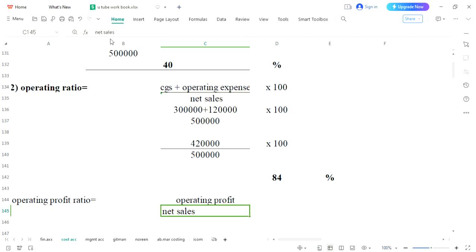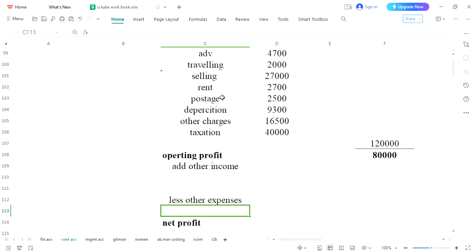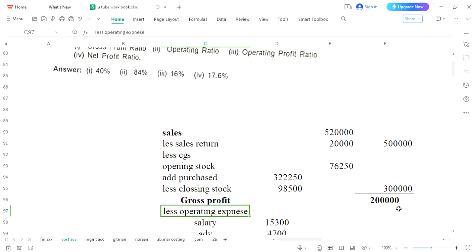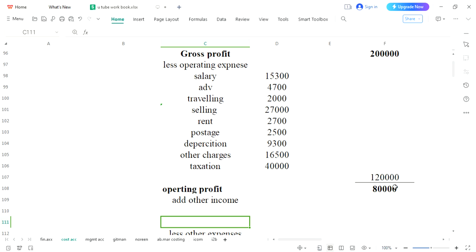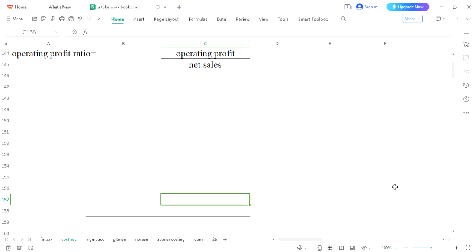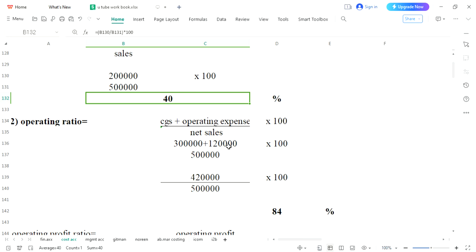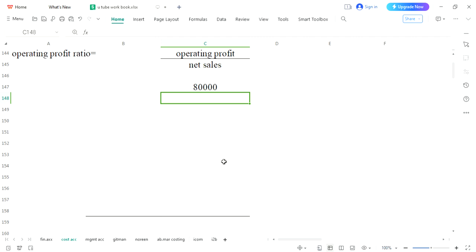So guys, we need to get operating profit, and can you imagine operating profit is already been calculated? Come over here, look at it. Operating profit 80,000 is calculated. How? When you subtract operating expenses from gross profit, you get your operating profit, that is 80,000. So here you will put 80,000. Net sales, we have already seen, value of net sales is 5 lakh. So just put 5 lakh over here.